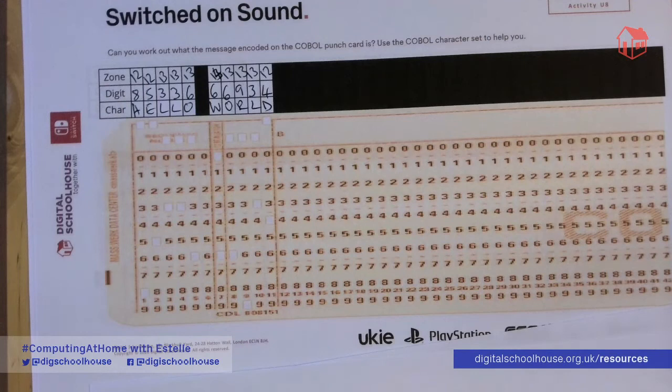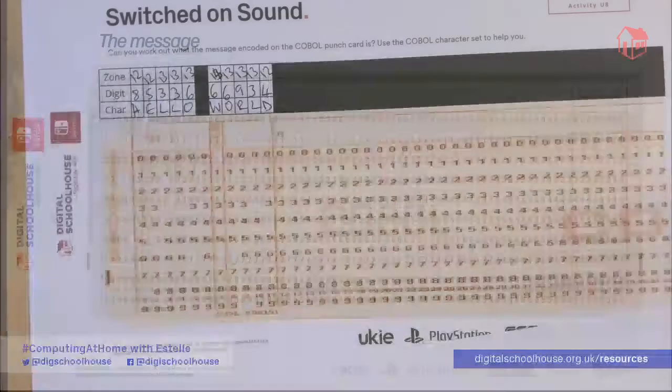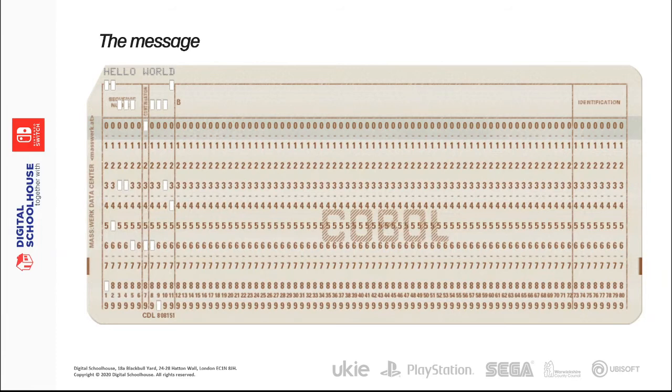So I'll quickly show you again the answer in case you needed to see that again. So there is the original message, and you can see there is hello world along the top of the punch card. Hopefully you managed to get that one in there as well. So you can see that the space between the words is just left as an unpunched part of the card.